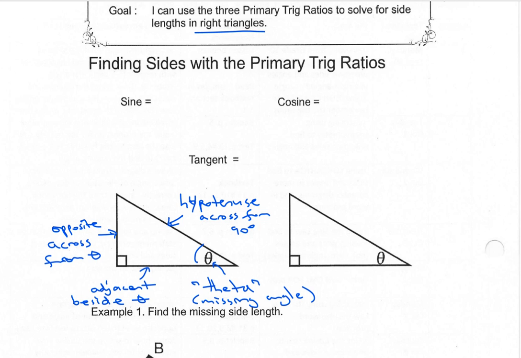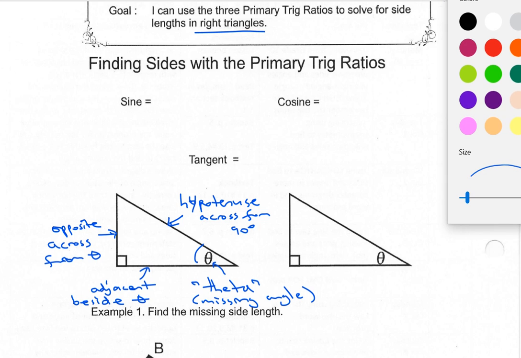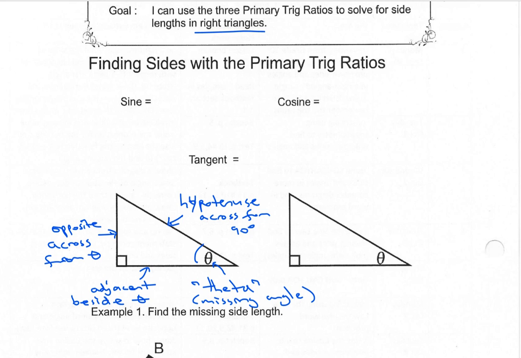Let's do it again. I'm going to do it again. I'm just going to switch up color. Okay, so here's my theta again. This is the opposite. This is adjacent. And this is hypotenuse.